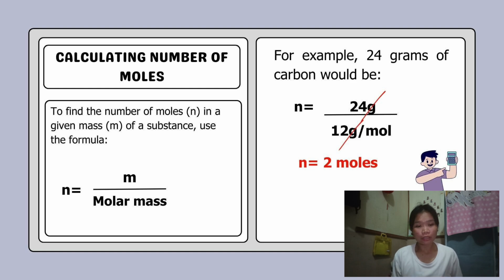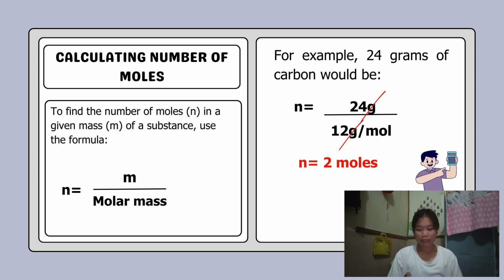And we have calculating the number of moles. To find the number of moles, which is n, in a given mass m of a substance, use the formula. What you see there, the n is the moles, and the m on top is the mass of the substance we use in the formula to calculate. On the side is an example using the formula.